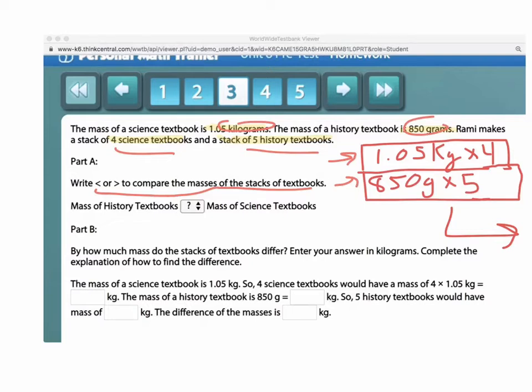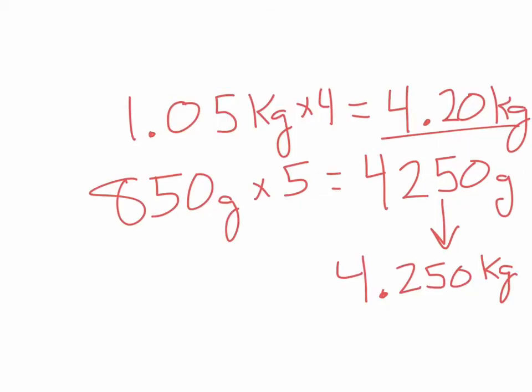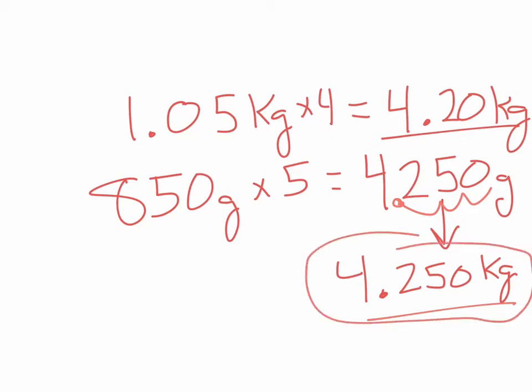And since they're asking us to compare the masses in kilograms, we'll convert them to kilograms. So here's my calculations. I did 1.05 kilograms times 4, giving me 4.20 kilograms. 850 grams times 5, giving me 4,250 grams. After I got my grams, I converted that by moving my decimal point over, and I converted that into kilograms. So he had this many kilograms, and he had this many kilograms. So now we can compare the masses of the textbook.